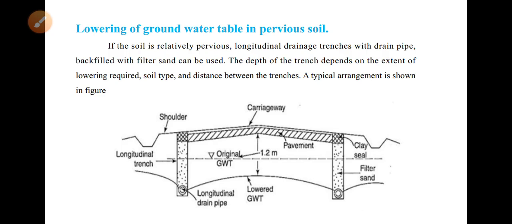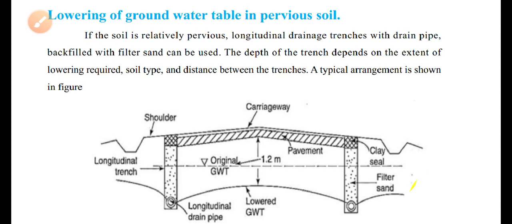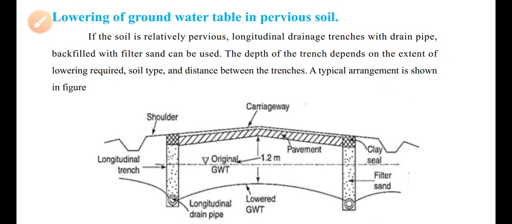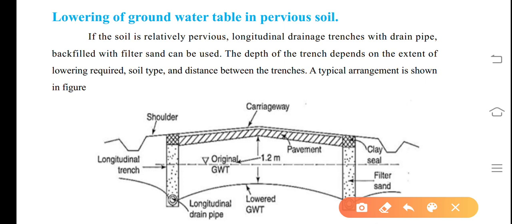Next, lowering of groundwater table in pervious soil. You see the longitudinal trenches on either side. This is the pavement. These two are the longitudinal trenches, shoulder, side drains on either side, carriageway.